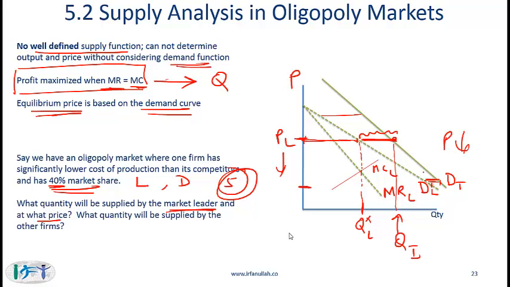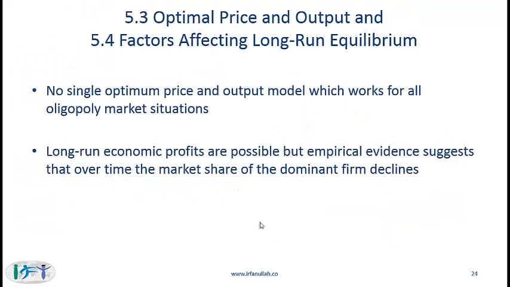Recognize that over here we've done the supply analysis for only one type of oligopoly, the dominant firm oligopoly, and that's all you really need to focus on because that is what is described in the curriculum. Sections 5.3 and 5.4 are very short. 5.3 deals with optimal price and output. 5.4 talks about factors affecting long-run equilibrium. Here are the two major items that you need to be on top of.